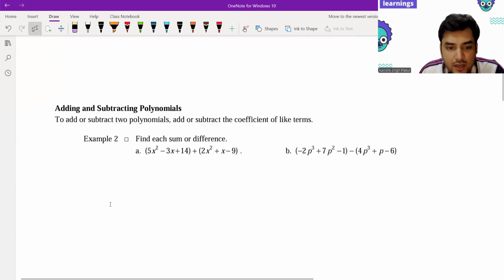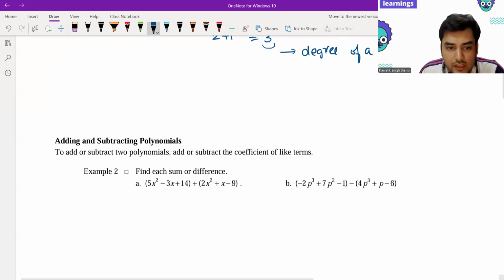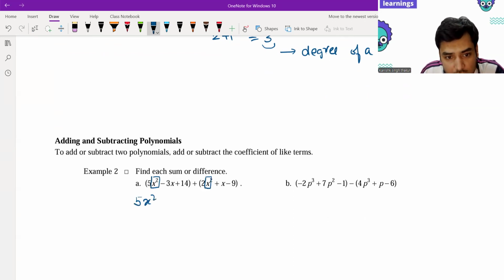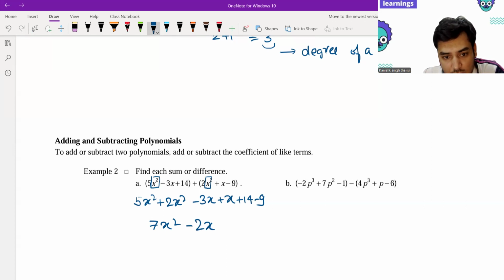Okay. Now adding and subtracting polynomials, that is also very easy. You just have to add and subtract the like terms. Like terms means exactly the same terms, right? So suppose you have x square here. I'll be looking for x square only, not x, but x square. So I have 5x square plus 2x square. Then minus 3x plus x, and 14 minus 9. All like terms I'll write together. 5 plus 2, I have 7x square. Minus 3x plus x is minus 2x, right? And 14 minus 9 is 5, right? So this is what it is.